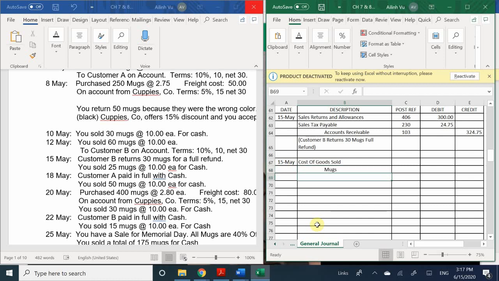All right, and now I'm going to also indicate here, returned 30 mugs. Okay, and then cost of goods sold, what account is that? I think it's 501. 501 and 150. 150. Okay, so let's go ahead and go back and return these 30 mugs that we were sold for. So let's go ahead and go back.